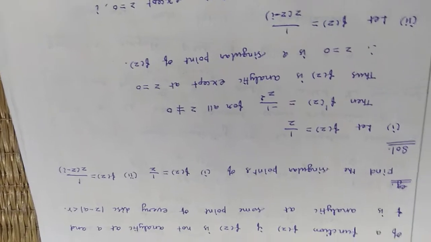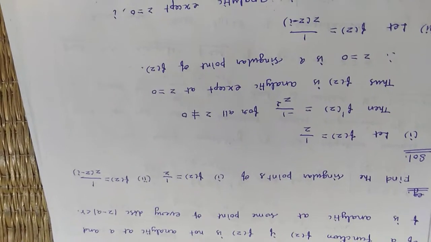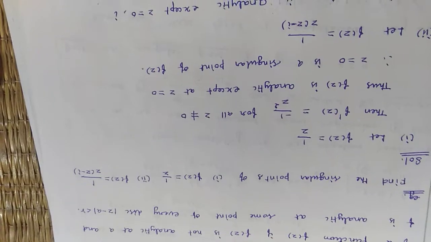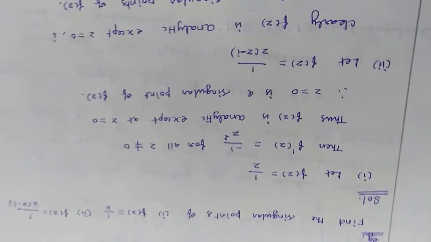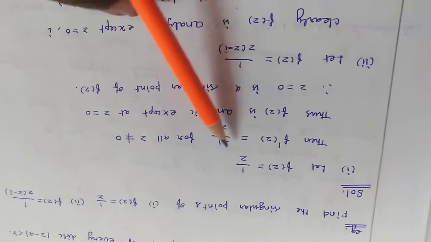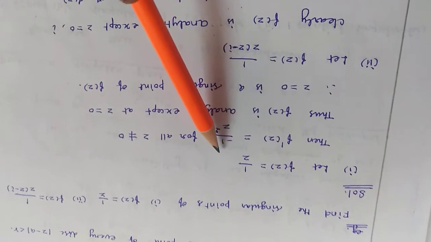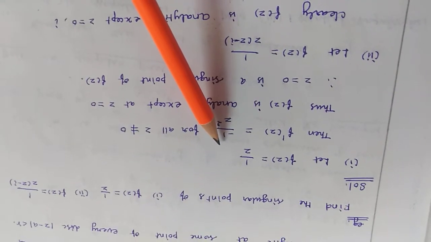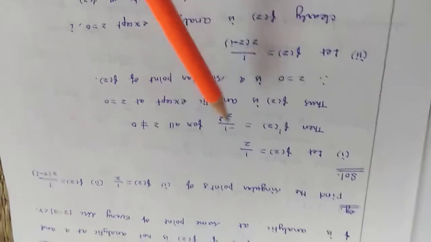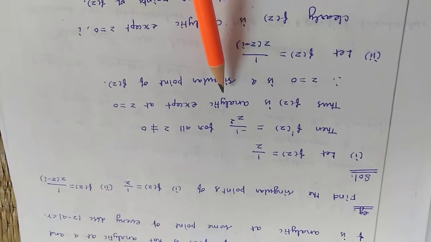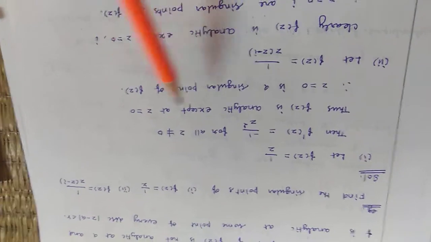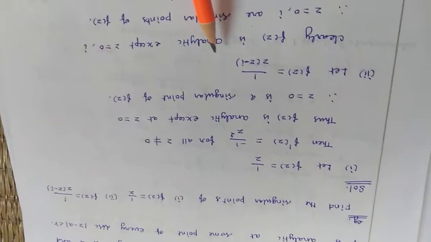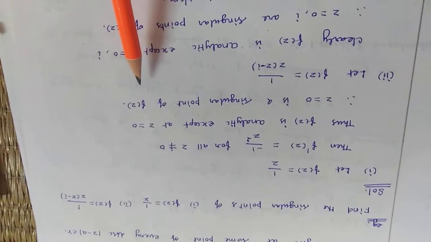Example: find the singular points of f of z equal to 1 by z and f of z equal to 1 by z into z minus i. Now f of z equal to 1 by z, here z equal to 0 is not analytic. Since if z equal to 0, then f dash of z equal to minus 1 by z square, that tends to infinity. Therefore f of z is not analytic at z equal to 0, which implies f of z is analytic except at z equal to 0, which implies z equal to 0 is a singular point of f of z.